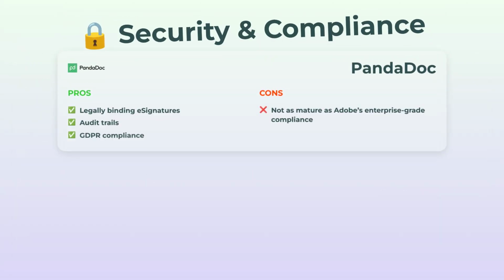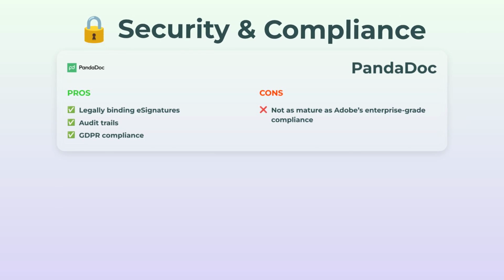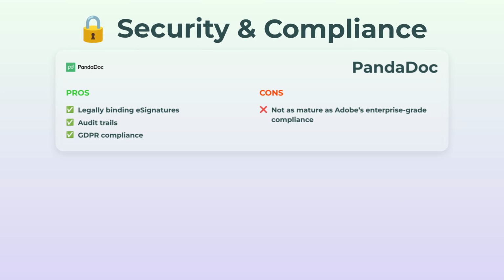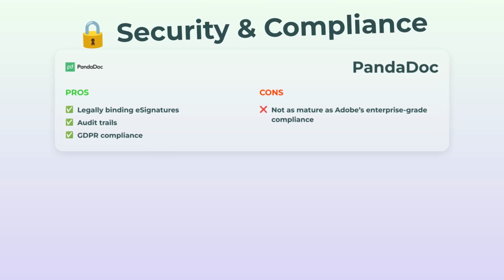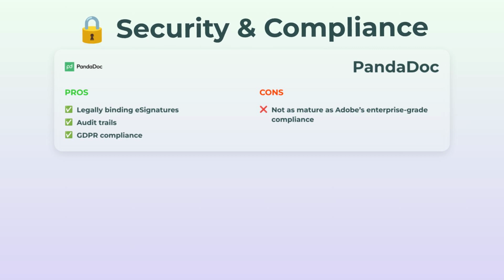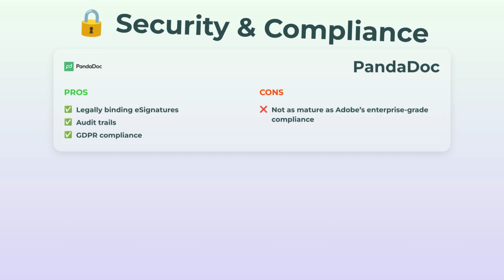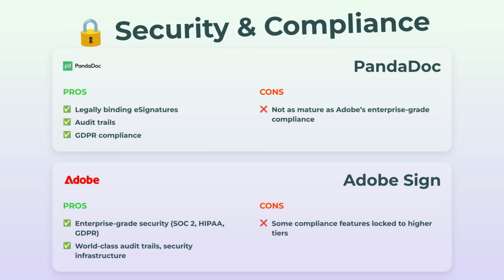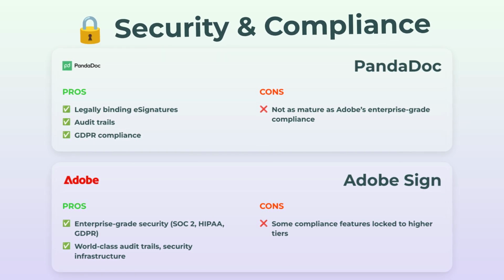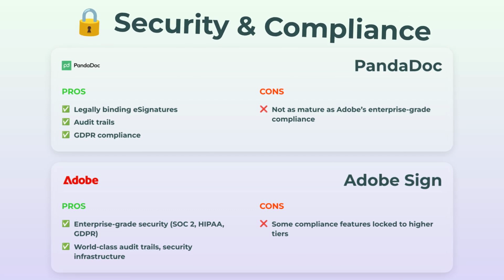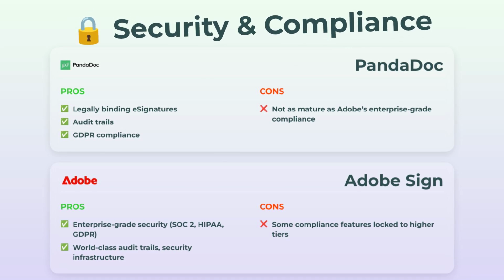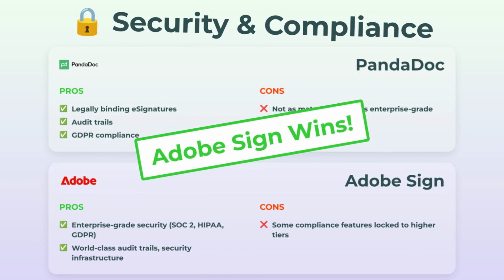Let's talk security and compliance because, yeah, that stuff matters. PandaDoc is legit. Signatures are legally binding, you get full audit trails, and they cover GDPR. And here's the thing, Adobe has been around forever, especially in enterprise. They bring SOC 2, HIPAA, GDPR, world-class audit trails, some serious security infrastructure. Honestly, you can just feel how mature their compliance game is. If you need everything locked down, Adobe packages more at scale. Though, yeah, some premium compliance tools are gated behind higher tiers. But overall, Adobe Sign is one step ahead in this category.